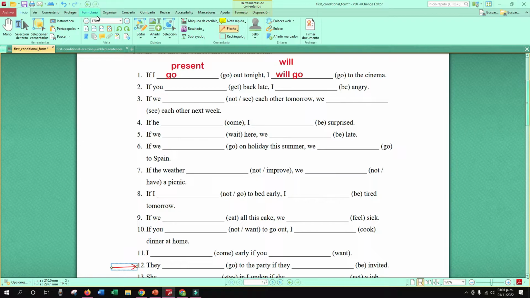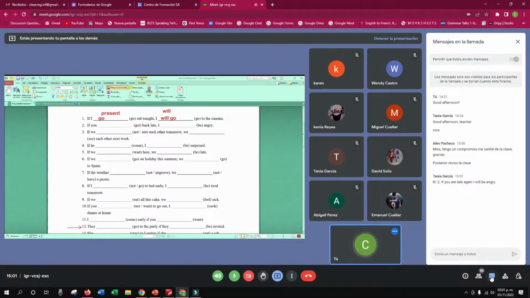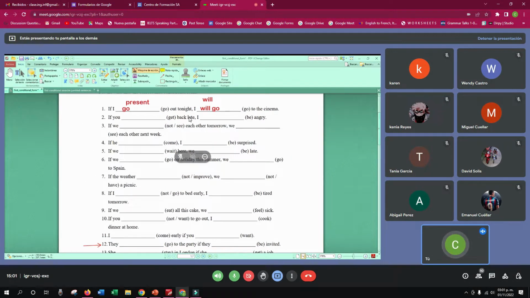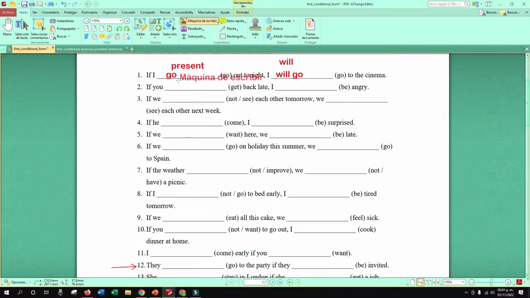So, there we have number 2. If you, there you have, if you what? Okay, Miss Tania, if you are late, let's see. If you are late again, I will be angry. But in this case, Miss Tania, you need to use the verb between parentheses. Get. La segunda oración sí está bien. Pero la primera necesitamos utilizar el verbo que está entre paréntesis.